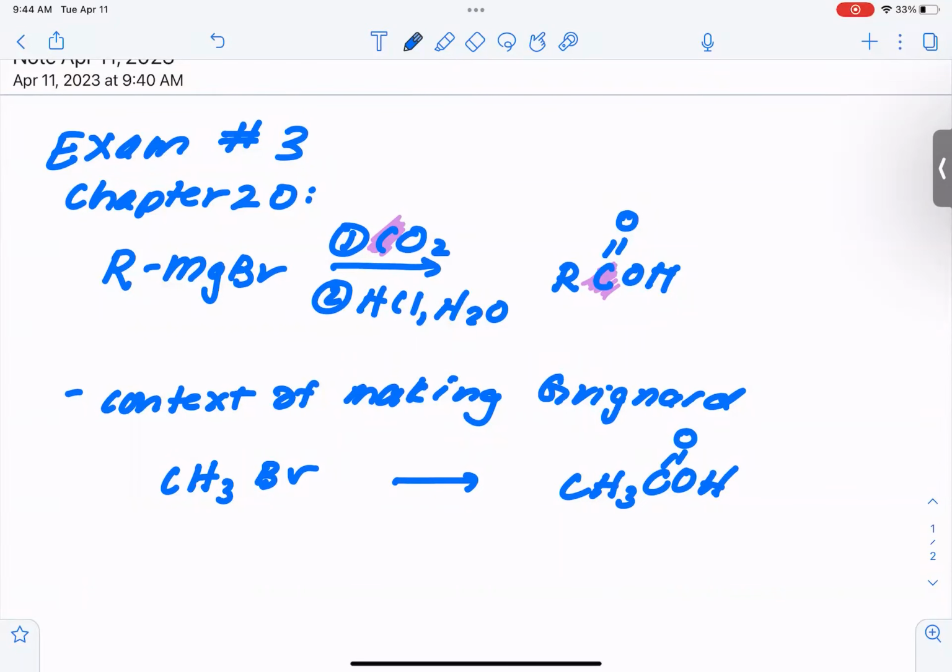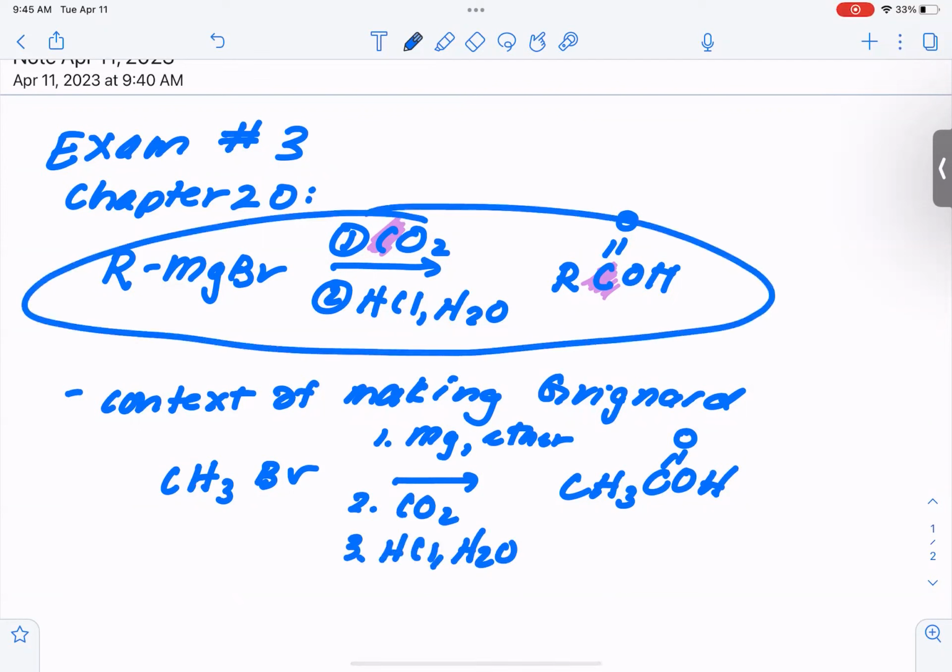So again, it is an old reaction in that it wasn't from this chapter, but it's this semester, right? You know how to make a Grignard. So your first step is the magnesium and ether. And then your second step's adding carbon dioxide. And then the third step's the HCl in water. So even though this is the new reaction, you have to use what you have previously, right? How to make the Grignard, okay? All right.